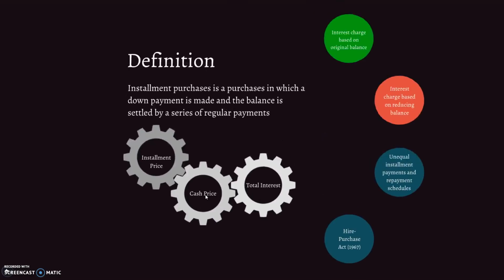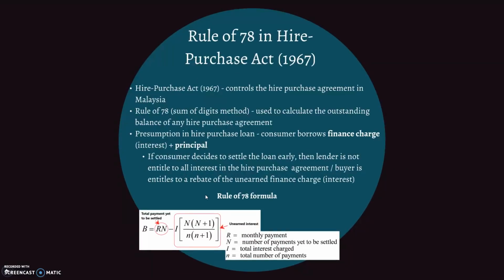Next, let's talk about the Hire Purchase Act 1967. Okay, when we say Hire Purchase Act, it actually talks about an act that controls the hire purchase agreement in Malaysia. How does it control it? What actually does it control? To talk about it, we need to talk about the rule of 78, which is a rule that is used to calculate the outstanding balance of a hire purchase agreement.